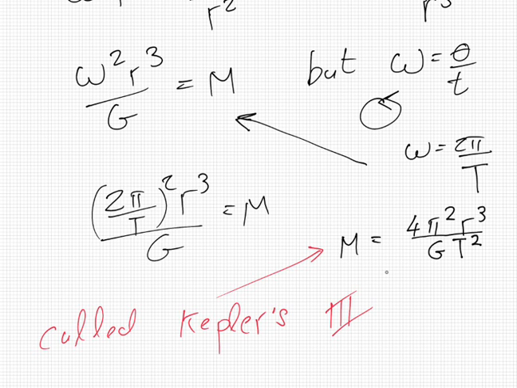Now, it's stated different ways, like you said there, about the R cubed and T squared. But this is the useful way of stating it because it gives you something to calculate the mass. So that's Kepler's third law.